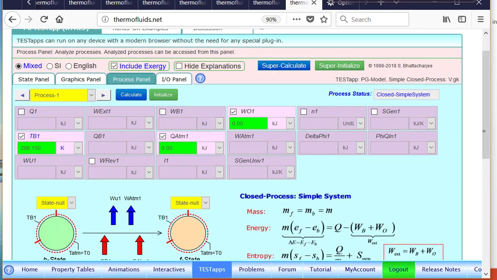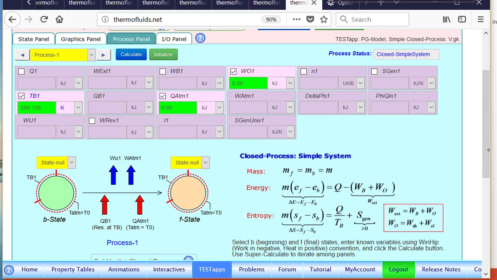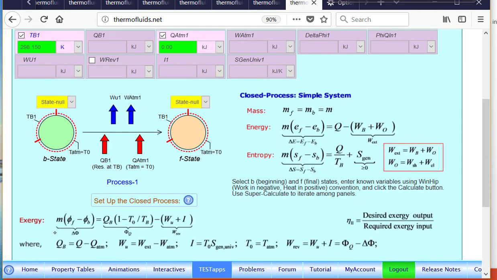This time, the process panel looks much more complicated because Exergy has been added. First thing to notice, the Exergy equation shows up. That is, the increase in Exergy equals the rate at which Exergy enters the system through heat, minus Exergy taken out through useful work, and Exergy destroyed by irreversibilities. And they follow the same pattern for a closed process as the energy and entropy equations.